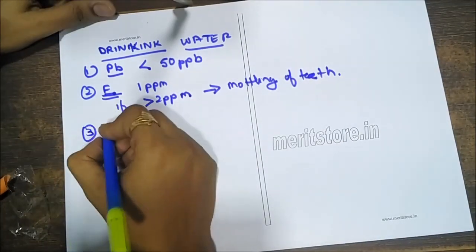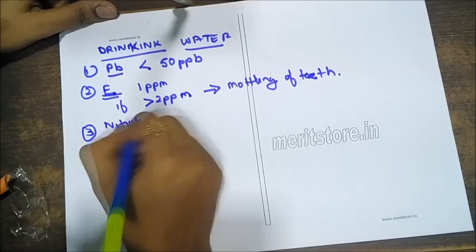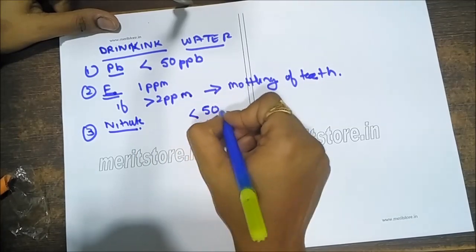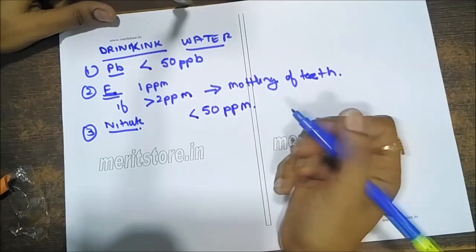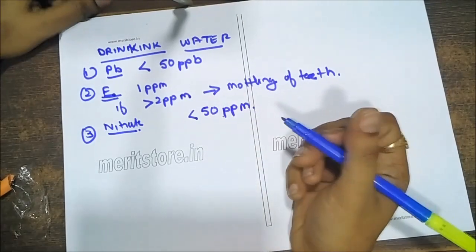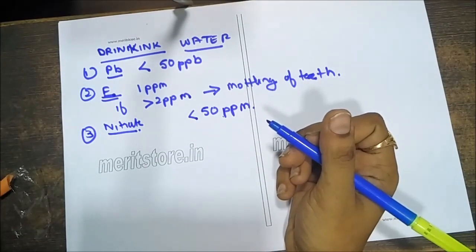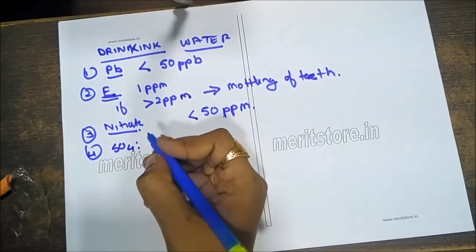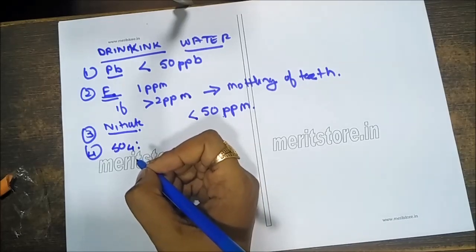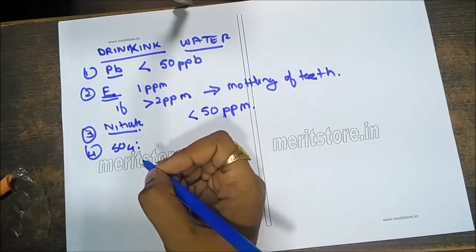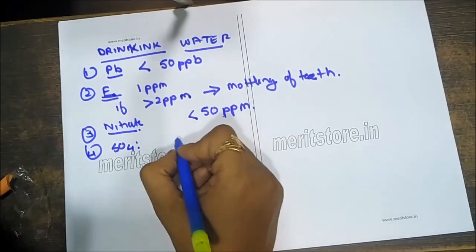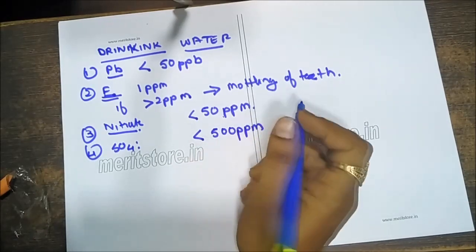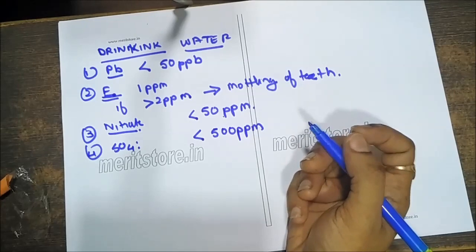Next, the standard is for nitrate. The maximum allowable limit is lesser than 50 parts per million. If the level is higher than 50 parts per million, then it can cause methemoglobinemia. Next is sulfate. How much sulfate is allowed? Moderate levels of sulfate are harmless, but it should always be less than 500 parts per million. If it is greater than 500 parts per million, then it will have a laxative effect.